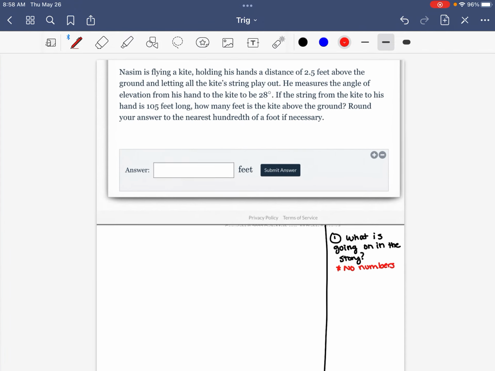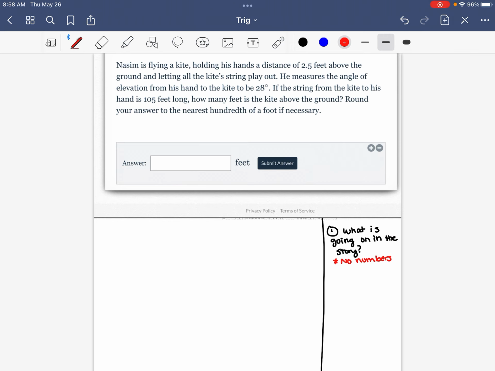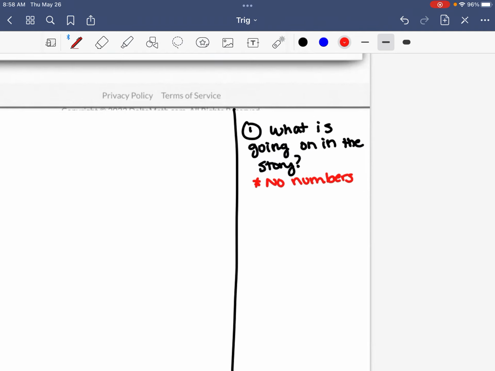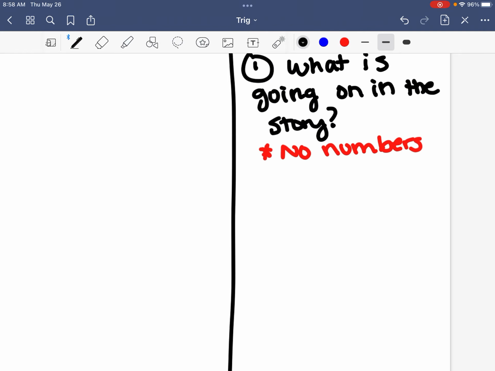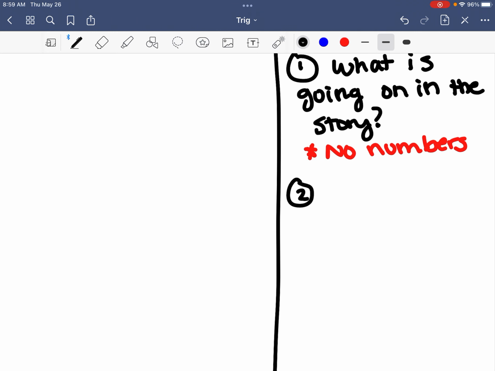So if I read it again, Nasam is flying a kite. He's holding his hand out. The kite is up in the air and they want to figure out how far the kite is from the ground. Okay, so I'm just going to read it without numbers. And based off of what's going on when I'm reading, I'm going to draw it. Remember I said that it's always helpful in math to draw it.